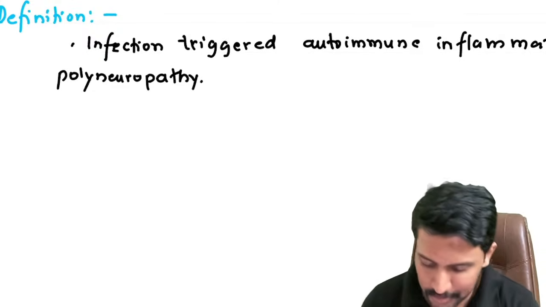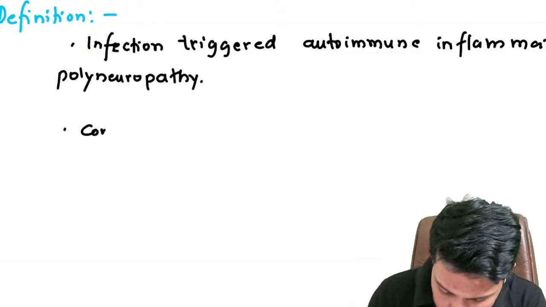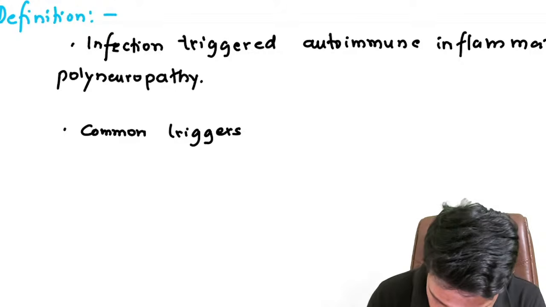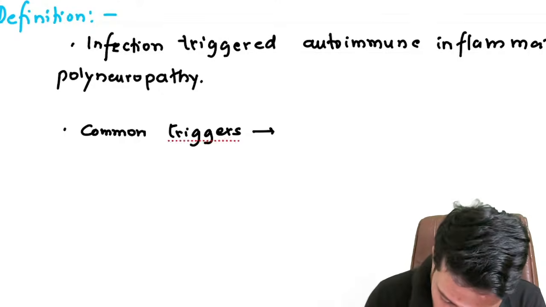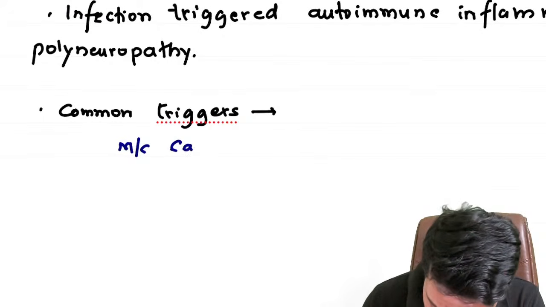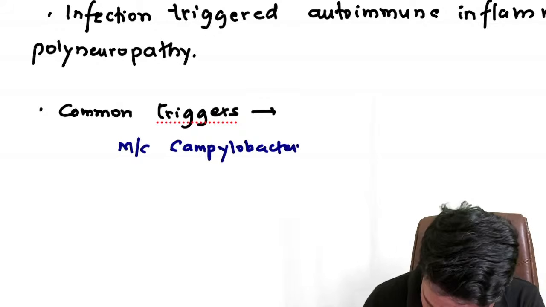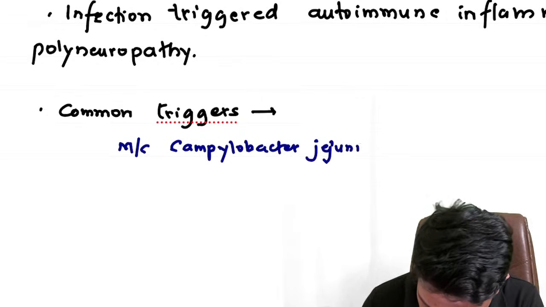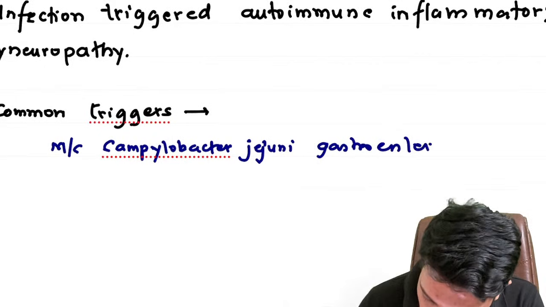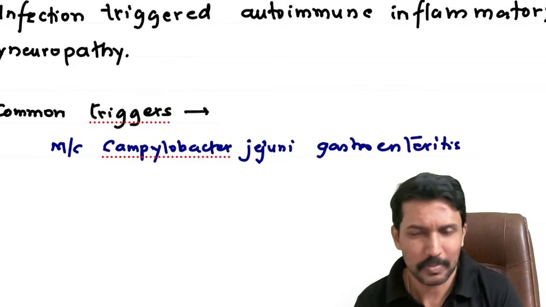So if infection is a trigger, which infection is responsible, right? So, common triggers. The most common and well documented trigger, all of you know, is Campylobacter jejuni. And what does that cause? It causes gastroenteritis. That's the most common cause. But is that the only cause?